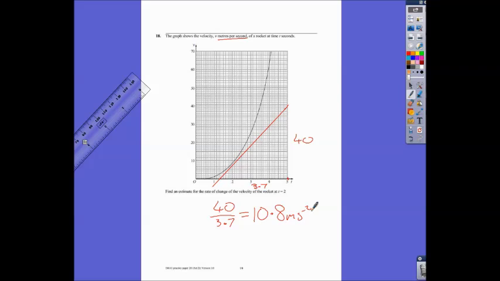Now, be really careful with that, be as accurate as you can. You might get a slightly different answer to me because your line might be slightly different, and it should definitely be touching here. So just be as accurate as you possibly can. There is a range of answers for that around about 10.8.